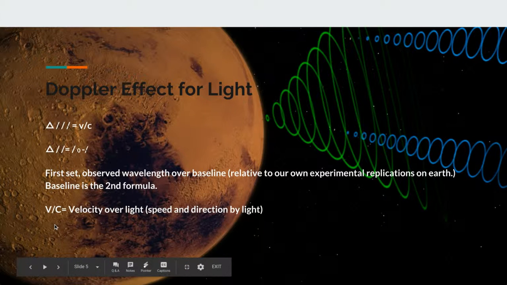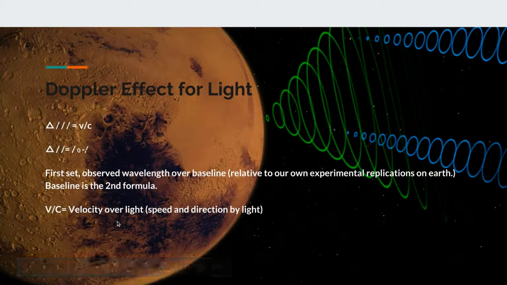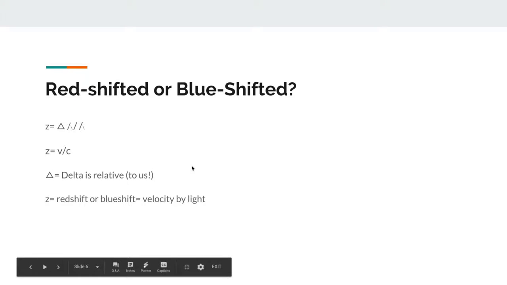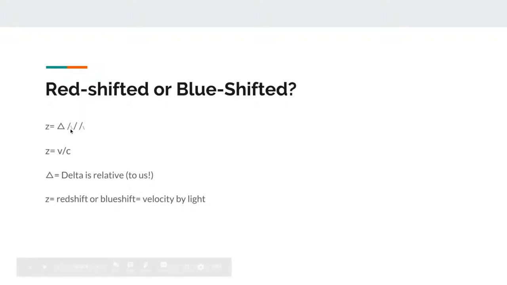And then, of course, this will equal velocity over c. So it's velocity over light, the speed and direction of light. So the direction that light is coming to us from. And this is a formula, again, we still have these terms of delta and the relativity of the light, where it comes from. It's red shifted or blue shifted.